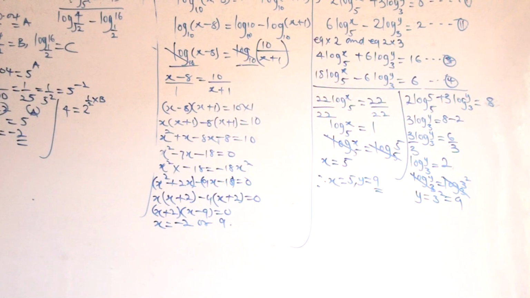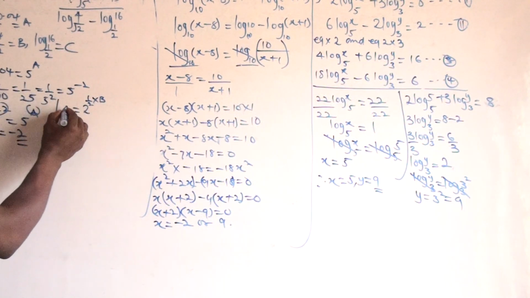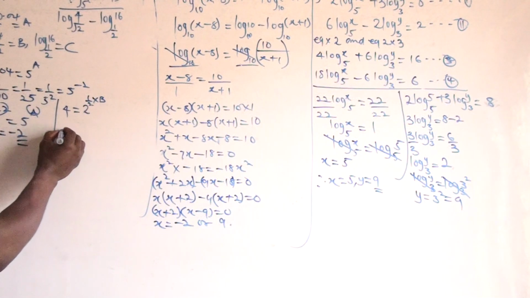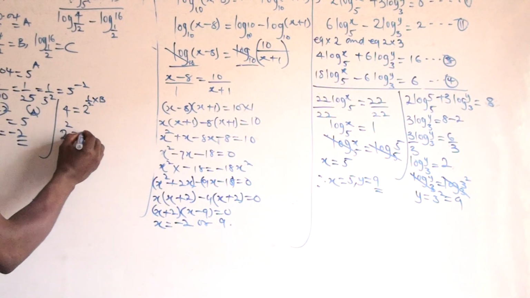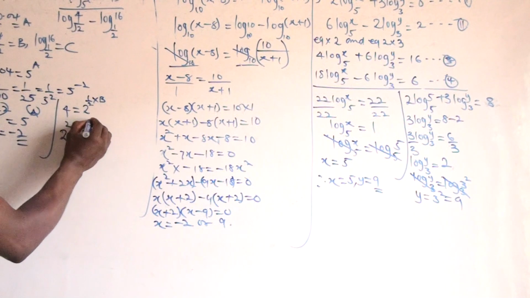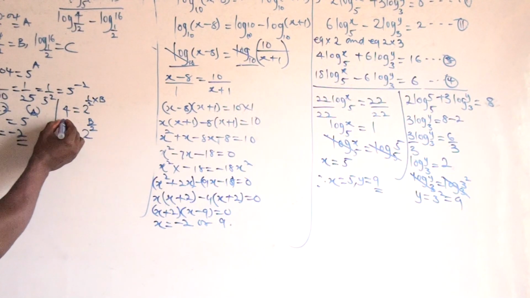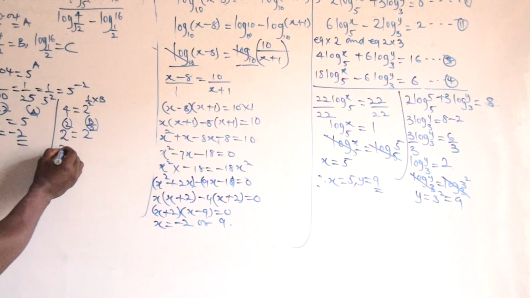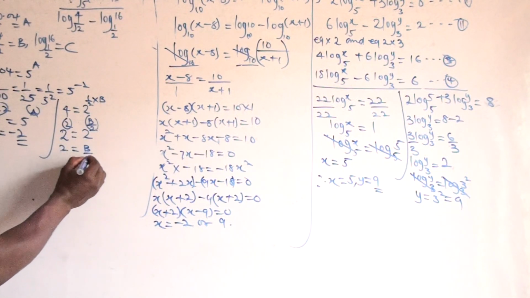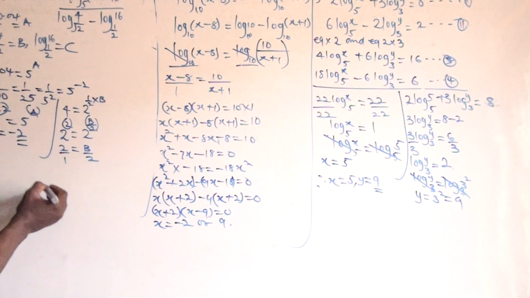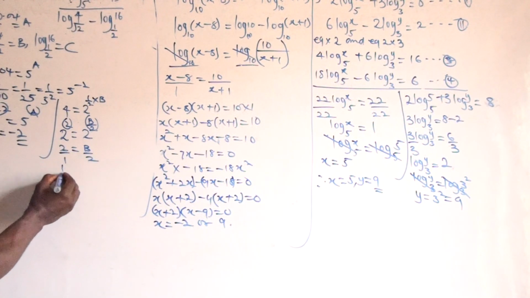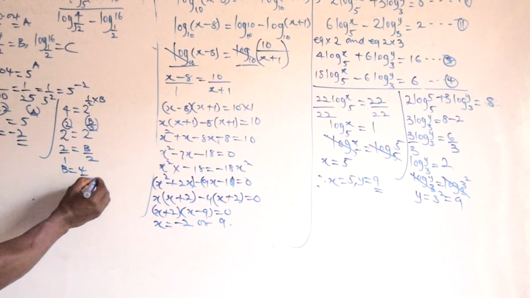Similarly, log 4 to base root 2 is equal to b. So this simply means that on the left hand side here we have 2 raised to power 2 is equal to 2 raised to power b over 2. Now you equate powers, so that 2 is equal to b over 2. Here we cross multiply so that b is equal to 4.